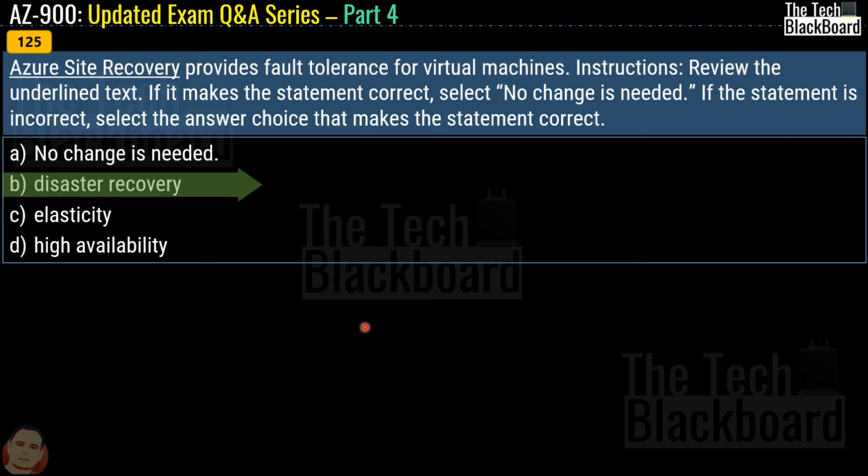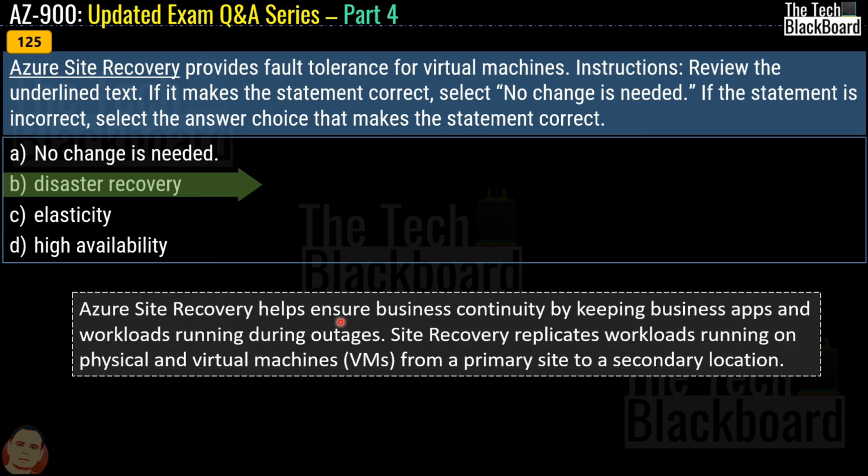Now let me tell you a little bit more about Azure Site Recovery that helps ensure business continuity by keeping business apps and workloads running during outages. Site Recovery replicates workloads running on physical and virtual machines from a primary site to a secondary location.